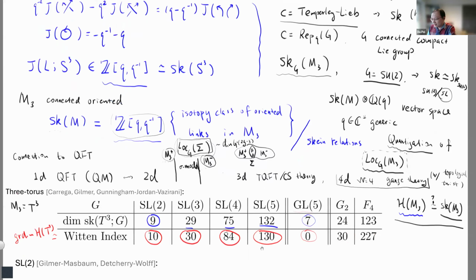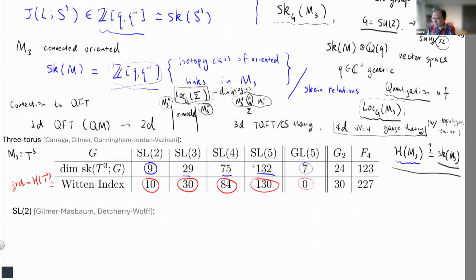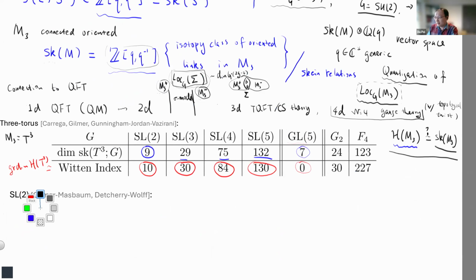What's slightly worse is that if one considers going beyond T^3, which is perhaps slightly too simple, and considers Sigma times S^1, where Sigma is a genus g Riemann surface times a circle, that's a 3-manifold. Then one can ask, what is the dimension? And on the skein side, there is a beautiful result.